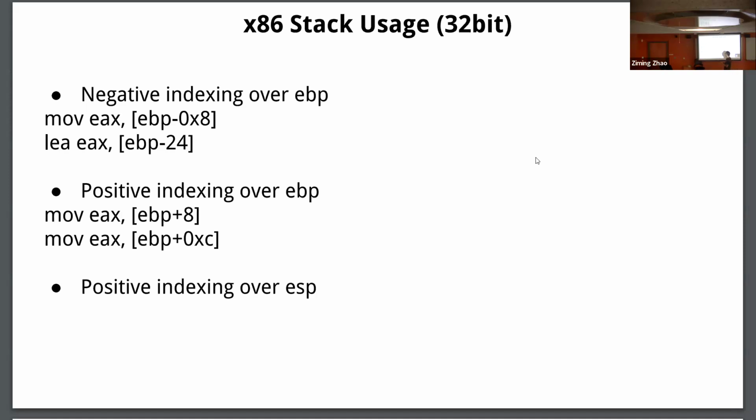What if we have some positive indexing here? EBP plus 8. What would that be? Yeah, that's actually the first argument. So EBP points to the old EBP. EBP plus 4 is the return address. EBP plus 8 will be the first argument. So EBP plus 12, this is 12 in decimal, will be the second argument.